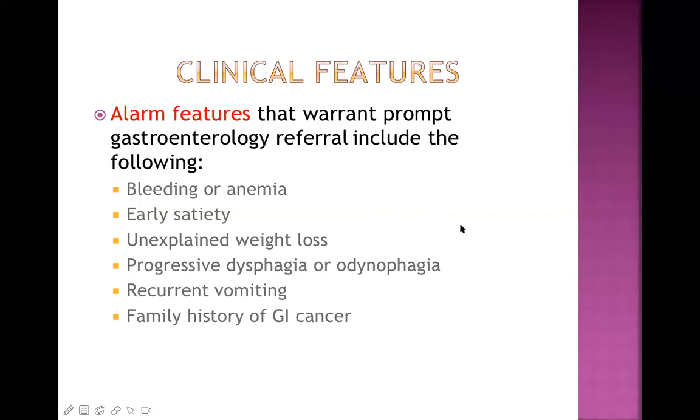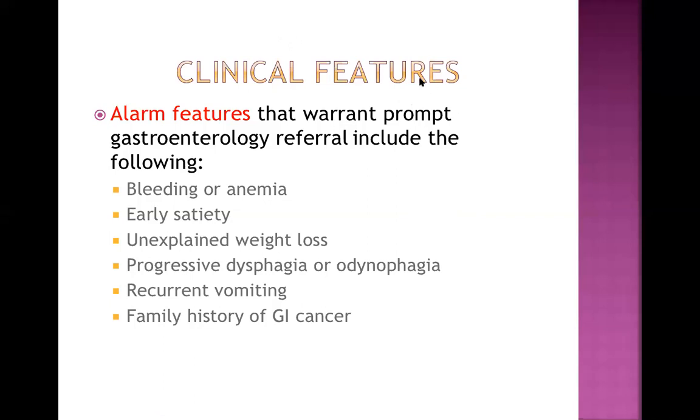Now, what are these? Bleeding or anemia. There are two types of anemia that occur: microcytic hypochromic and normocytic normochromic. It depends on the rate of the bleeding. If the bleeding is heavy within a short period of time, then this is normocytic normochromic anemia, and ongoing slow bleeding can result in iron deficiency anemia.